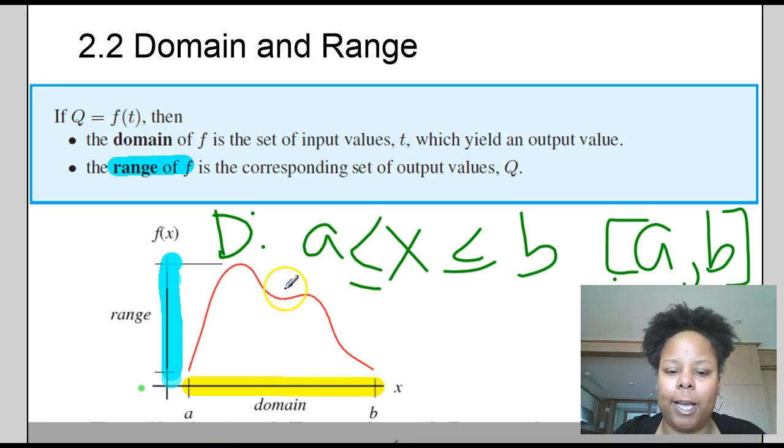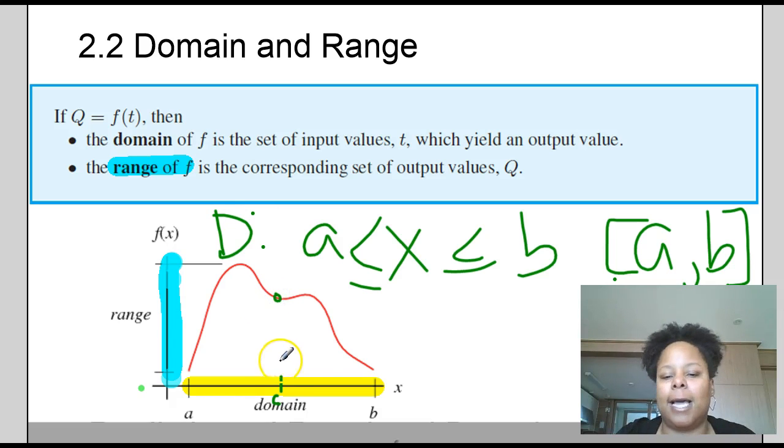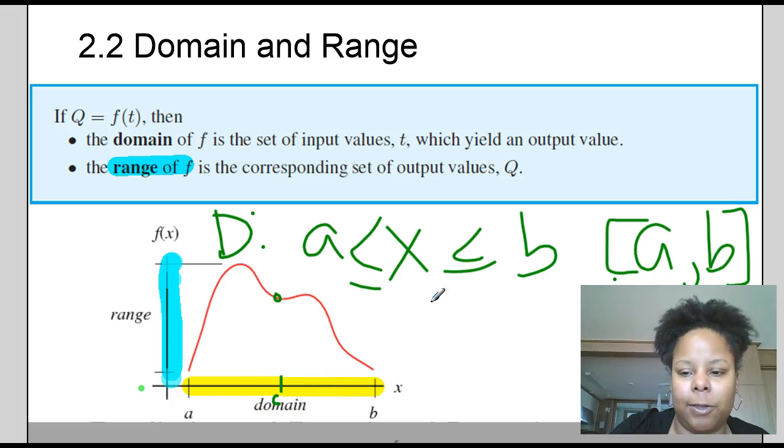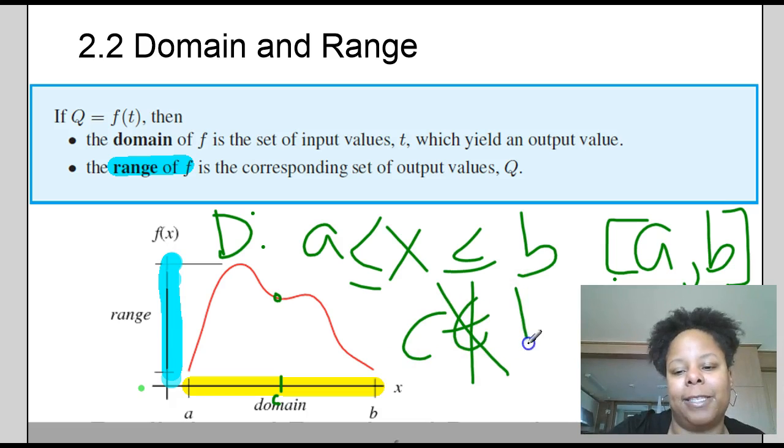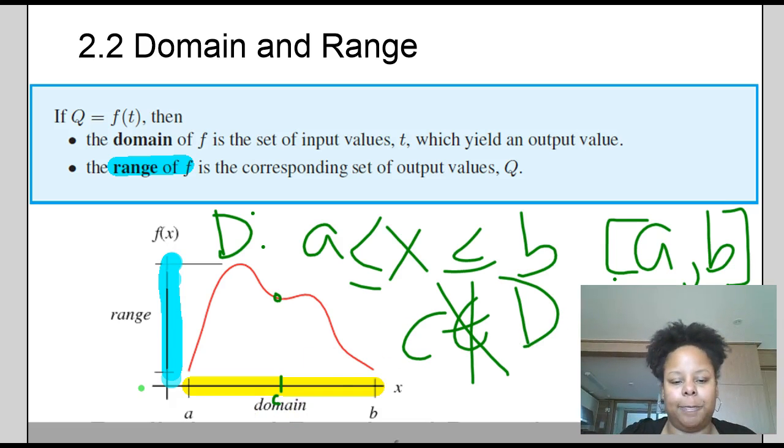Now if I have a value that's not in my domain, say for example this is C, I know that it's not in the domain because if I were to erase this piece of the graph there would be an open hole, which means that value C is not in the domain.